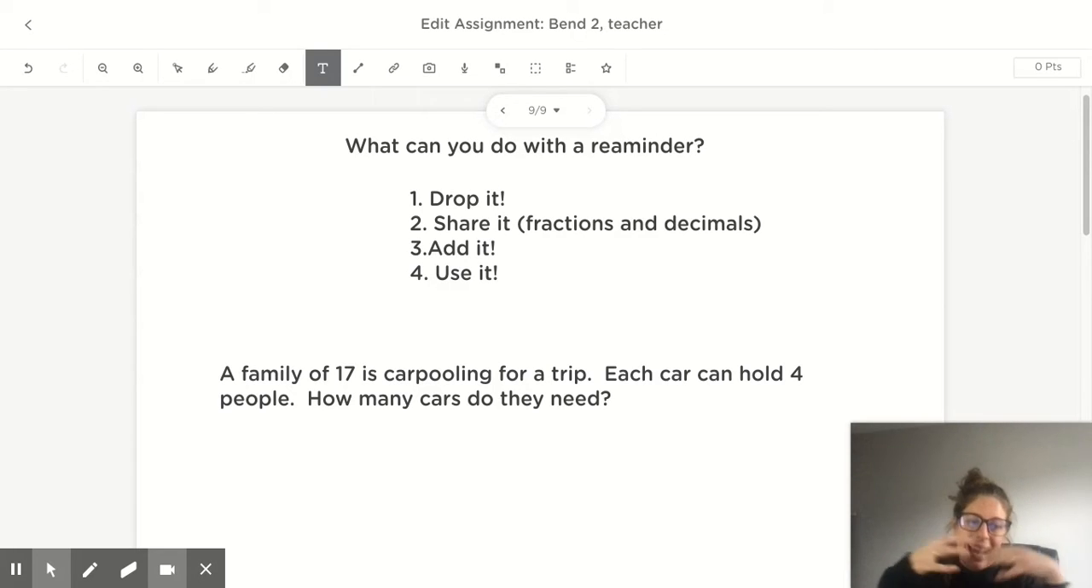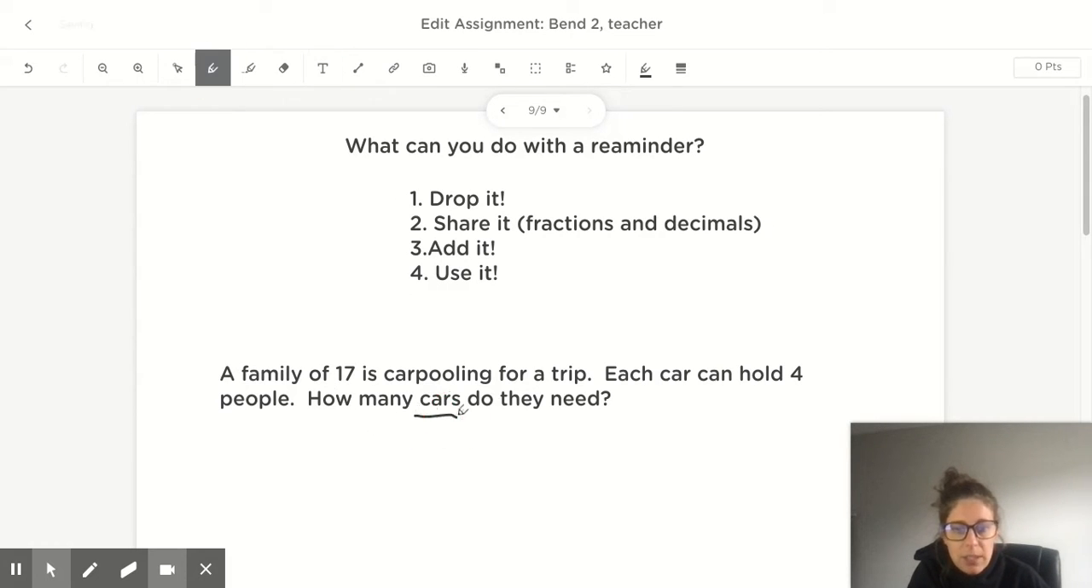And one is add it. And this one is very tricky, but something we use all the time. So let's say a family is going on a trip and there are 17 people in this family and they're splitting up into cars, and each car can hold 4 people. My question is, how many cars does this family need?